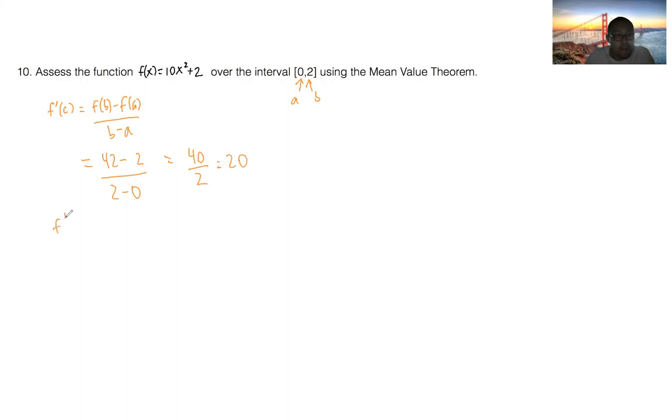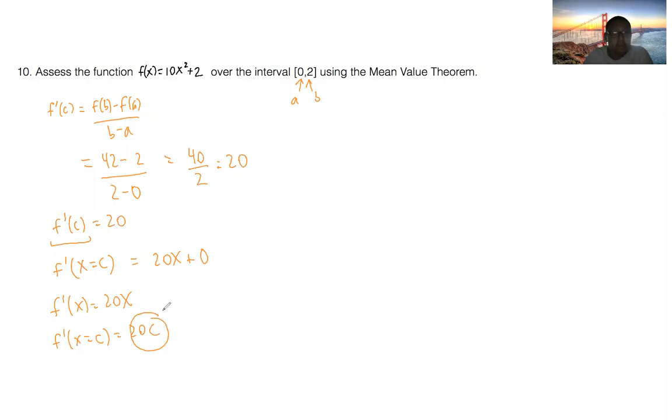Okay, so now we have f prime c is equal to 20. What this means is the derivative of this function evaluated at c. So let's find that. The derivative of this function is 20x, plus 0, because the derivative of 2, a constant, is just 0. So you have f prime x is equal to 20x. When you plug in c, this evaluated at c is equal to 20c.